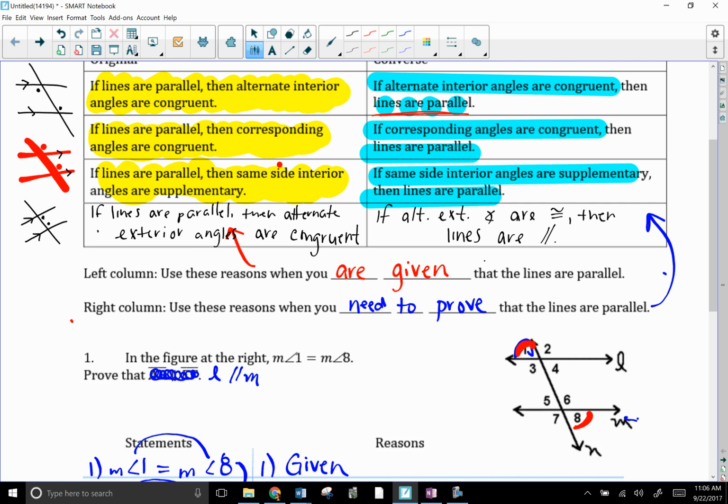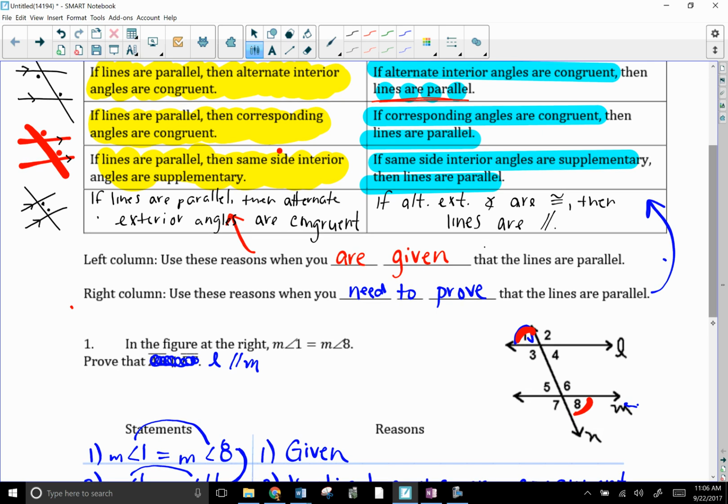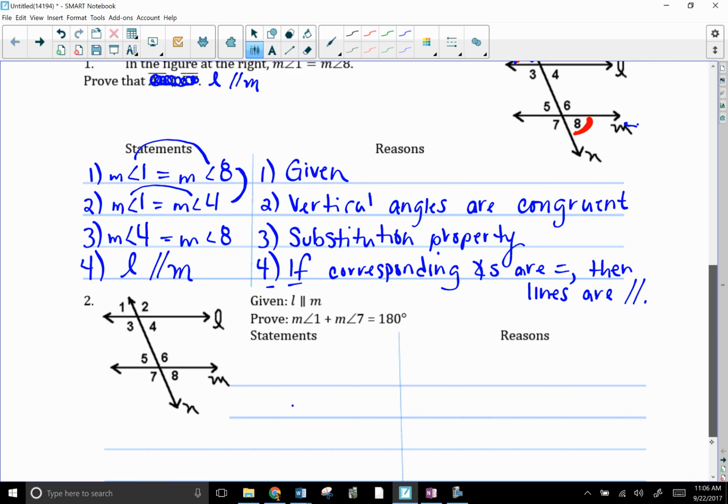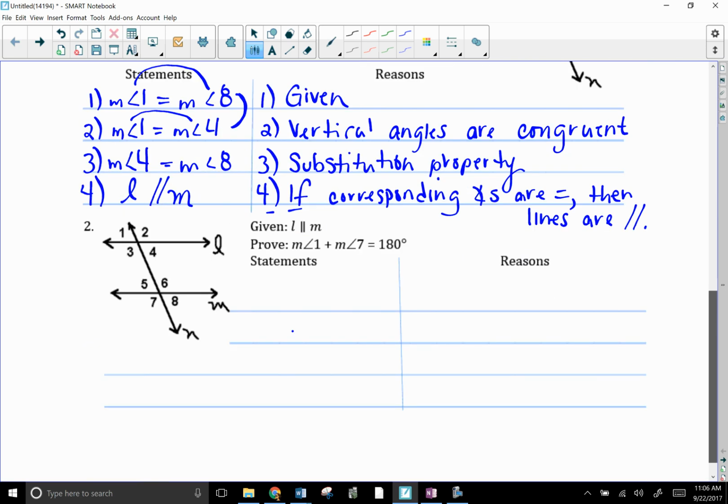Alternate interiors, alternate exteriors, and corresponding angles are all congruent. Same side interiors are supplementary. So no rule you can use. My apologies for the erasure. All right, last one, and then I'm done here.